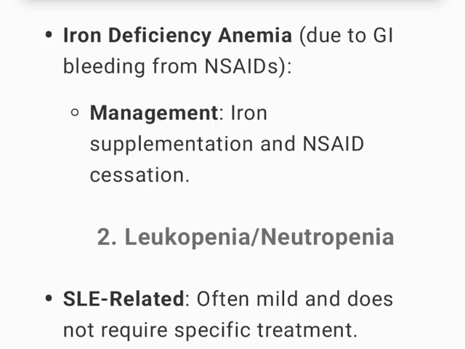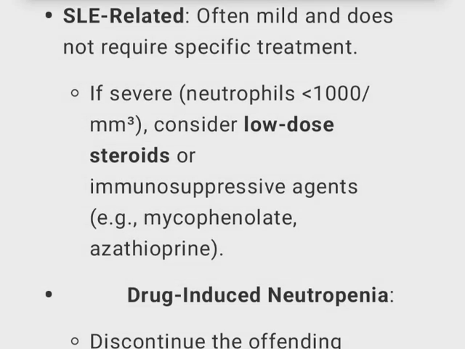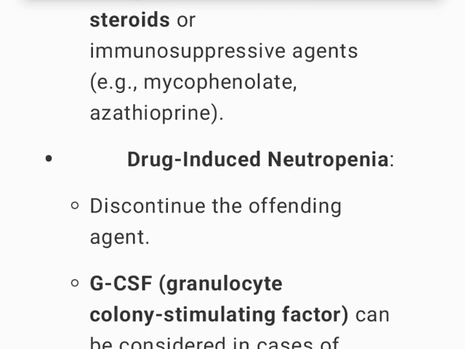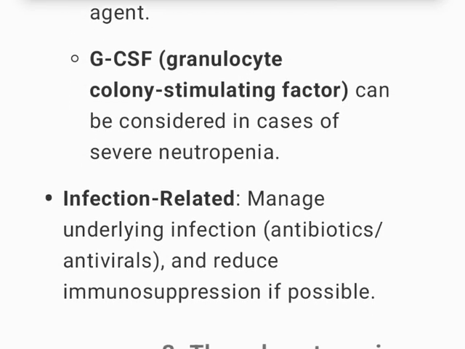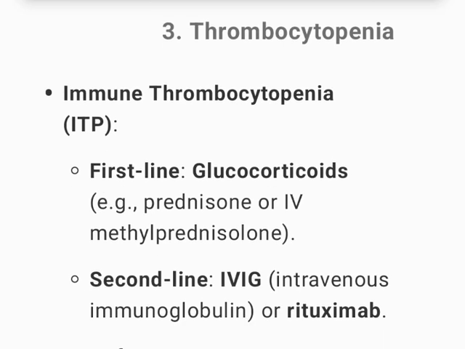2. Leukopenia, neutropenia. SLE-related is often mild and does not require specific treatment. If severe, neutrophils below 1000 per microliter, consider low-dose steroids or immunosuppressive agents, e.g. mycophenolate, azathioprine. Drug-induced neutropenia: discontinue the offending agent. GCSF, granulocyte colony-stimulating factor, can be considered in cases of severe neutropenia. Infection-related: manage the underlying infection with antibiotics, antivirals, and reduce immunosuppression if possible.